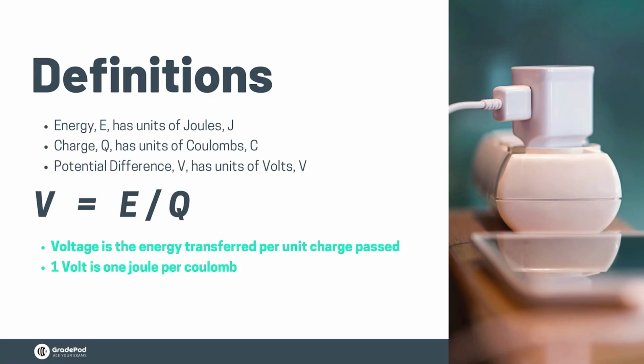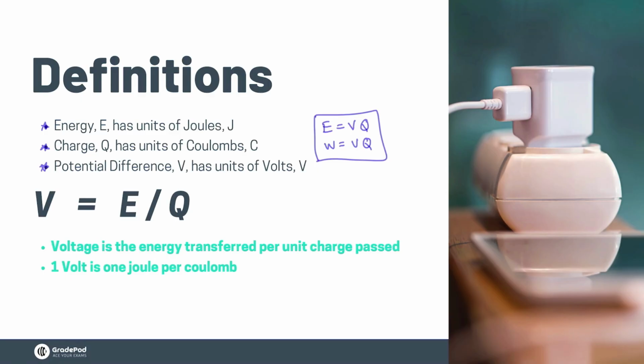Okay, first of all, let's have a look at some terms. Energy, again, has units of joules. Charge has units of coulombs. And potential difference has units of volts. Do you remember this equation? E equals VQ. Sometimes written as W equals VQ. That's an equation for energy in electrical circuits or electrical appliances.